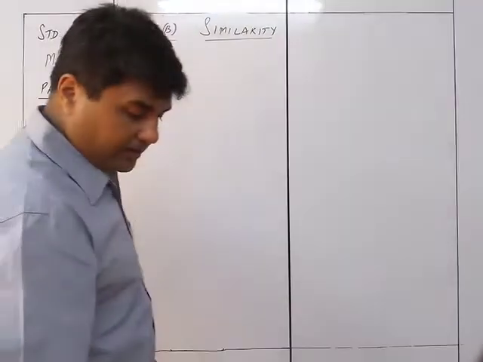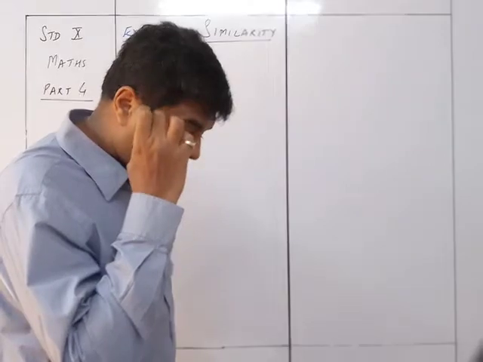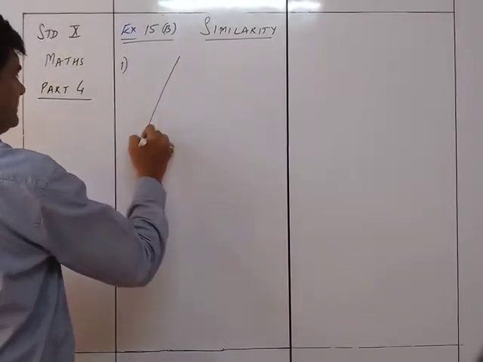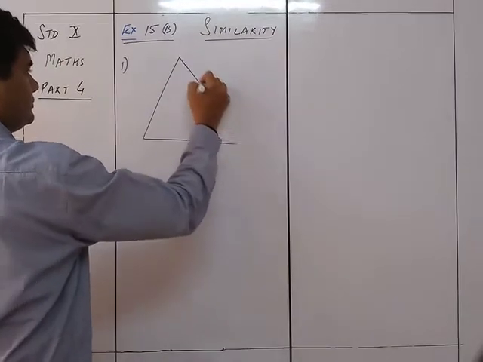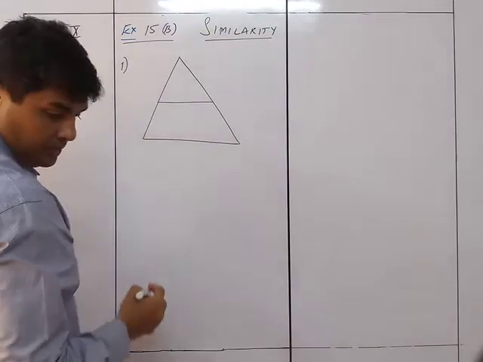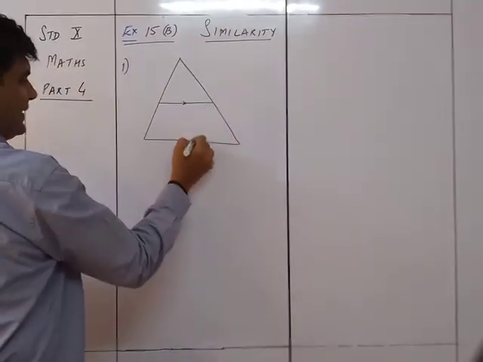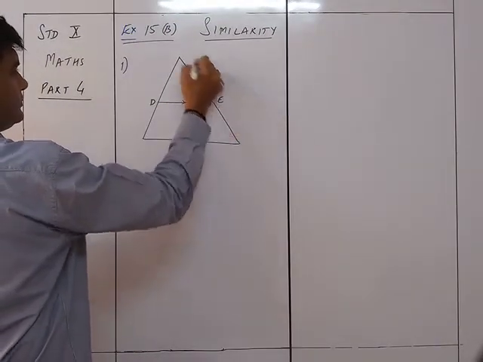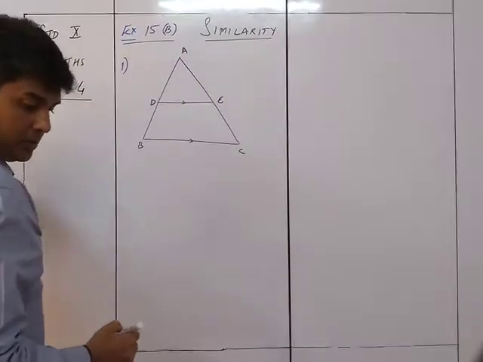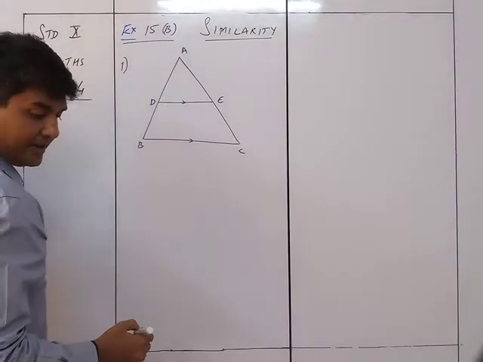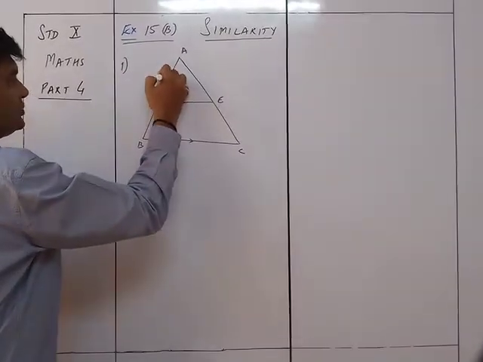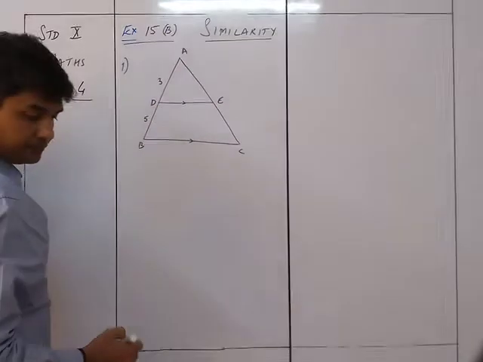in the following figure, D divides AB in the ratio 3:5. So it's given over here, the triangle. They are given that this is parallel, so we have to use the direct theorem. Okay, you are given that D divides AB in the ratio 3:5. So this is 3 and this is 5.